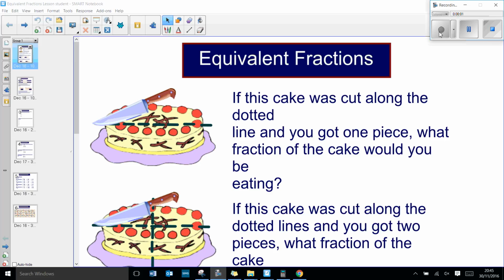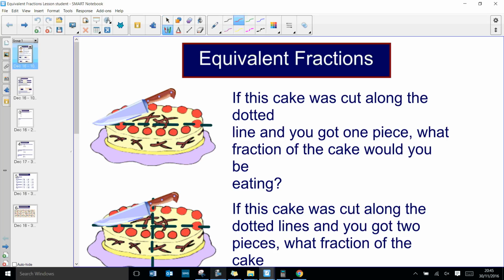Let's look at fractions. So, equivalent fractions. If this cake was cut along the dotted line and you got one piece of it, what fraction of the cake would you be eating? Because the cake is cut into 2 equal portions and we would eat one of them, it would be 1/2.